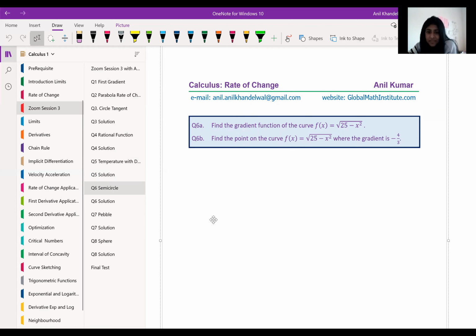You need to find the point on this curve where the gradient is minus 4 over 3. So this is a very important equation. Sometimes we get confused, but it is basically a semicircle. So Amy, could you solve this particular question?